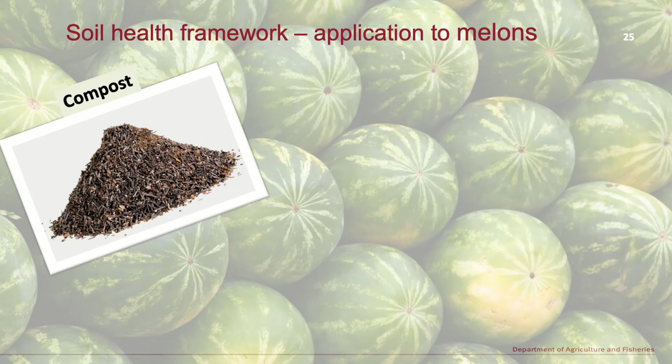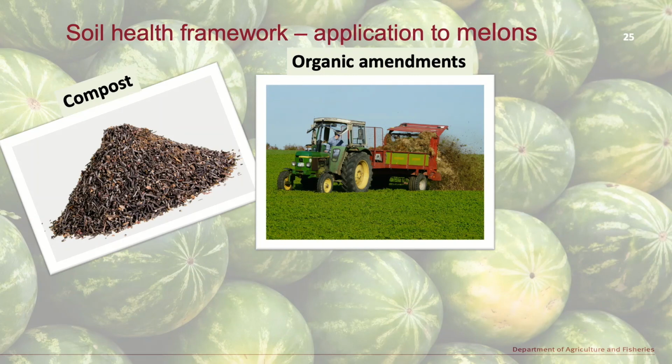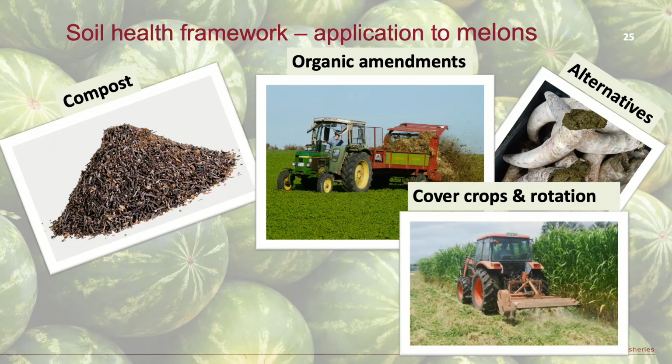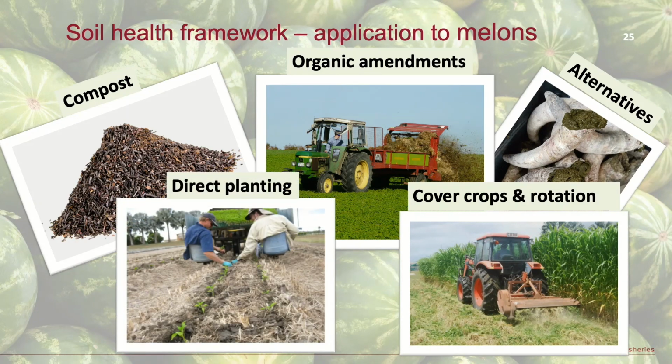We can apply these same principles to melons by understanding the soil constraints on our farms. We can use the soil health framework to determine if the solutions we are implementing are having an impact and moving our soil health in the right direction. We can test something like compost application or another organic amendment. We can even apply the principles to test biological approaches. Or we could use cover crops and crop rotation. Or we may want to implement direct planting into organic mulch.